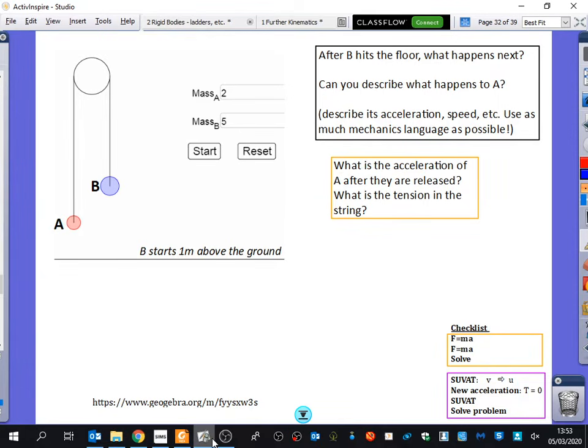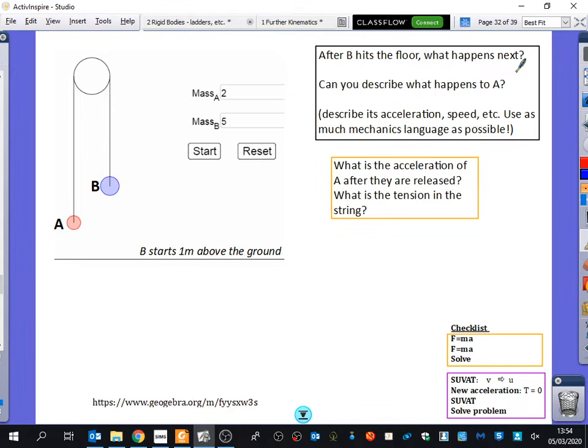So I've got a scenario here. I've got two particles. The mass of B is 5 and the mass of A is 2. And I've said that B is starting 1 meter above the ground. I need to think about, after B hits the floor, what happens next? Then I want you to think what happens to A. And I want you to try and describe those things using as much mechanics language as possible.